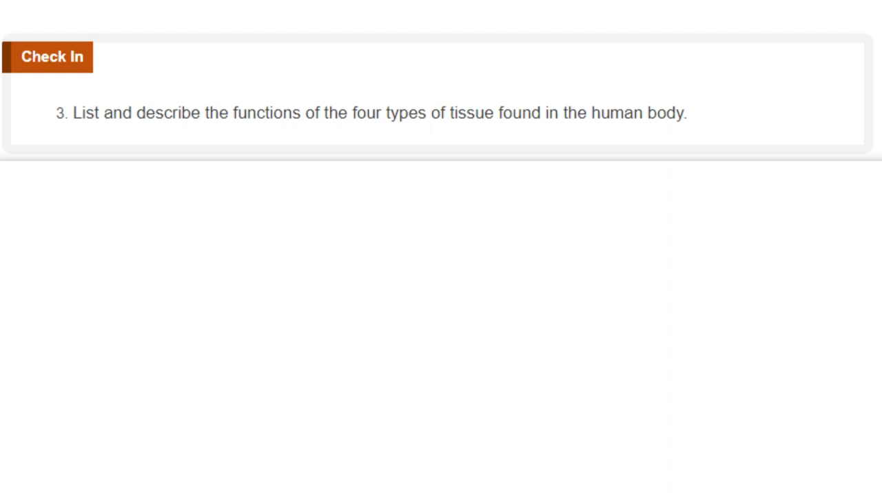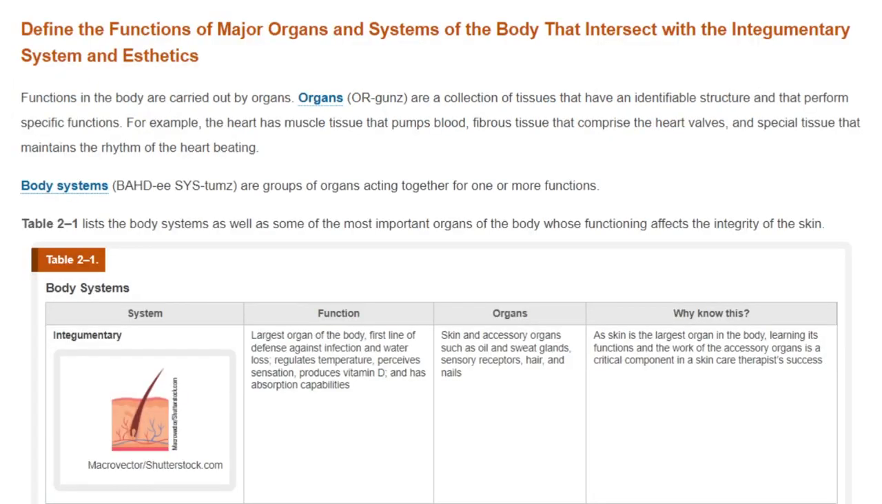Check in. List and describe the functions of the 4 types of tissue found in the human body. Define the functions of major organs and systems of the body that intersect with the integumentary system and aesthetics.